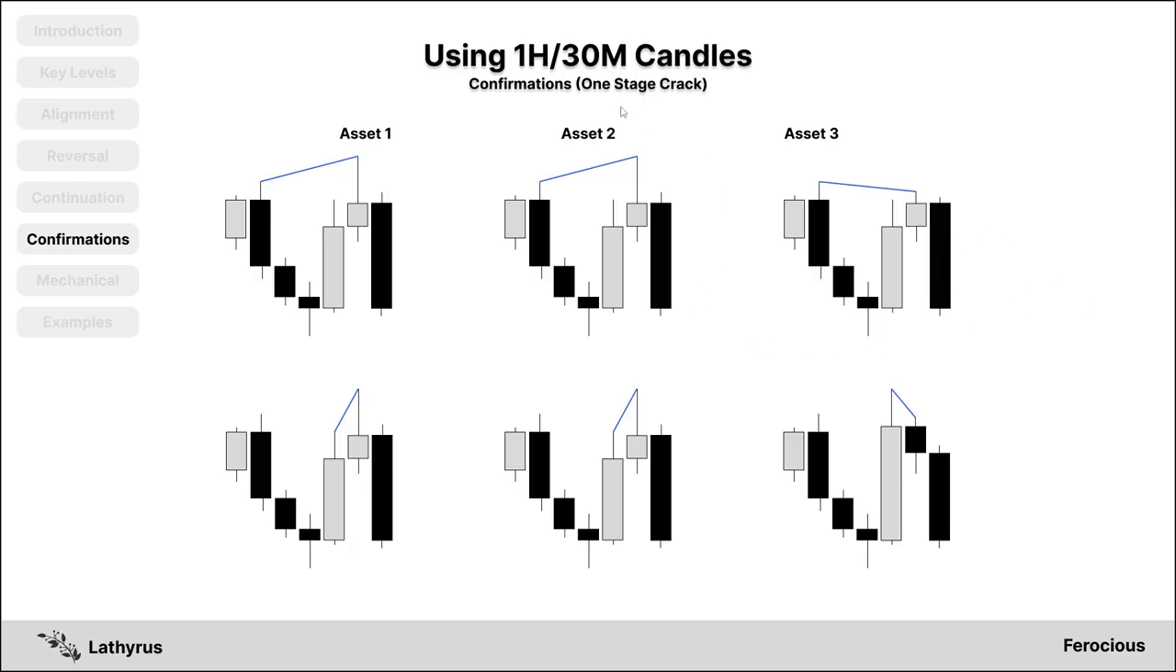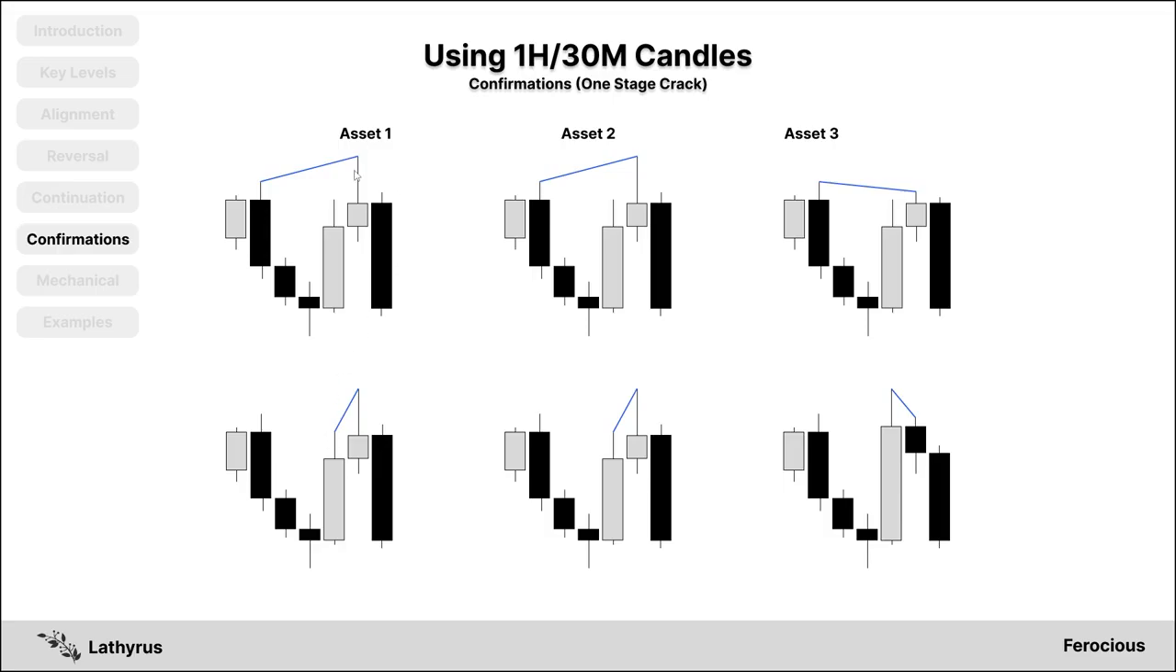So the first confirmation is the one stage crack, where we can see asset 1 is taking out this old high and reversing, when asset 2 is doing the same, taking out this old high and reversing, forming this C2 closure as well on both assets. And we can see asset 3 not taking out the old high, but it is still reversing, and that's what you want to see in a cracking correlation, where all the assets are expanding away from the SMT.